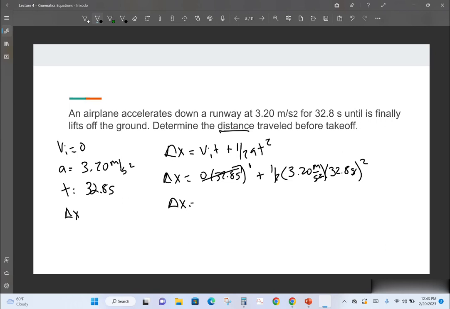I'm going to put that in my calculator. I have 0.5 times 3.2 times 32.8 squared. I'm getting 1721. How many significant digits should I have? Well, I have 3 here and I have 3 here. So I'm going to round mine to 3 significant digits. 1721 is 1720 meters.